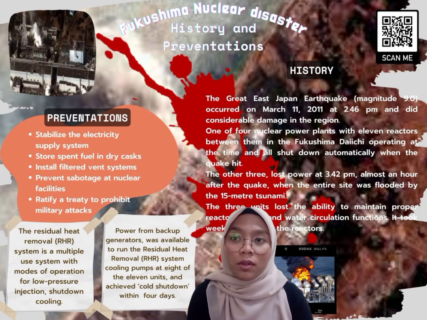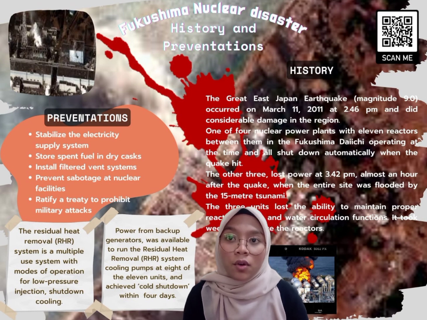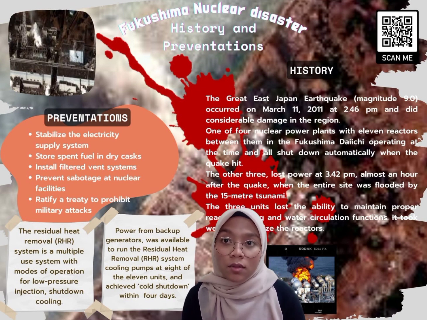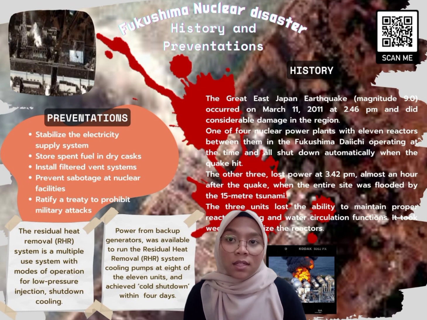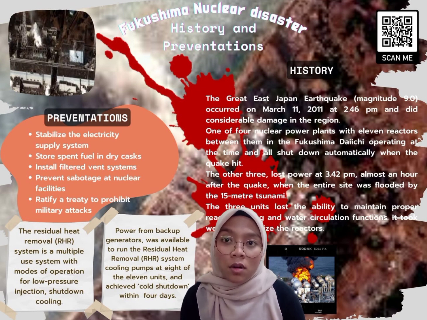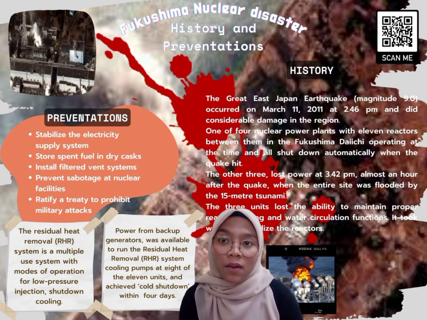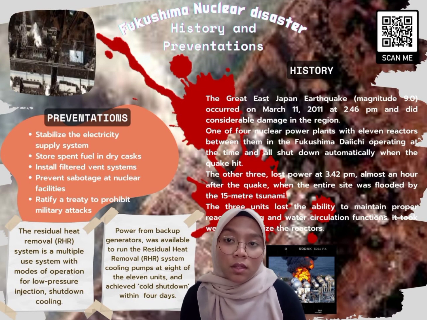Fourth, prevent sabotage at nuclear facilities. A Fukushima-like nuclear accident can occur at any nuclear power plant that relies on water for cooling. A terrorist attack on a plant's emergency core cooling system, for example, could have catastrophic results. Security concerns should be addressed at the 2012 Seoul Nuclear Security Summit.